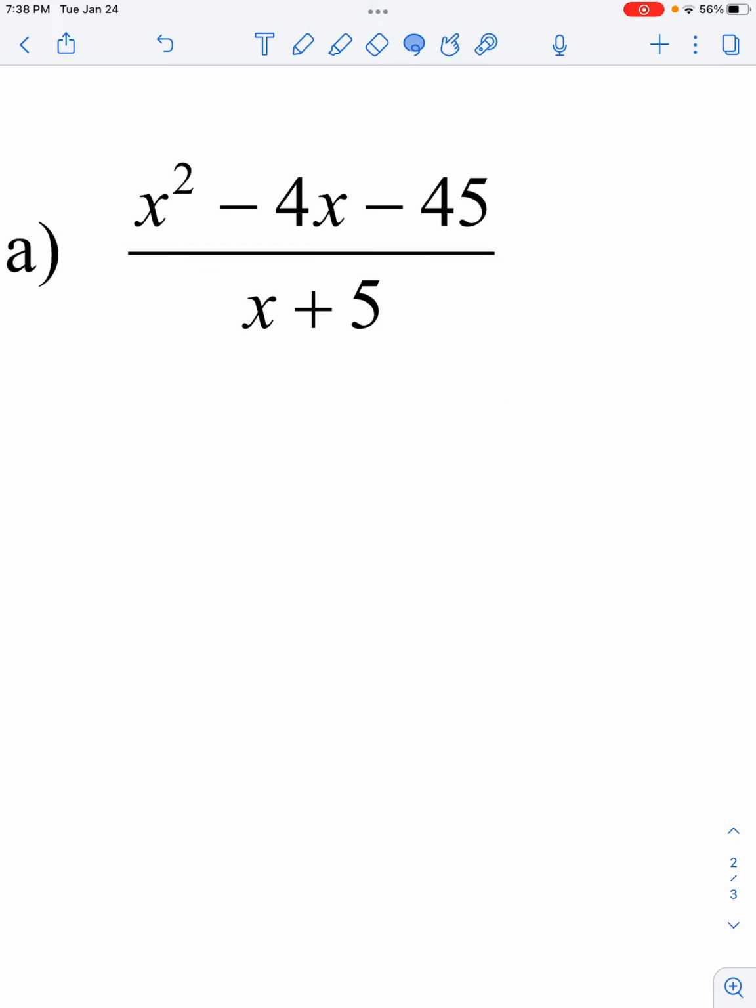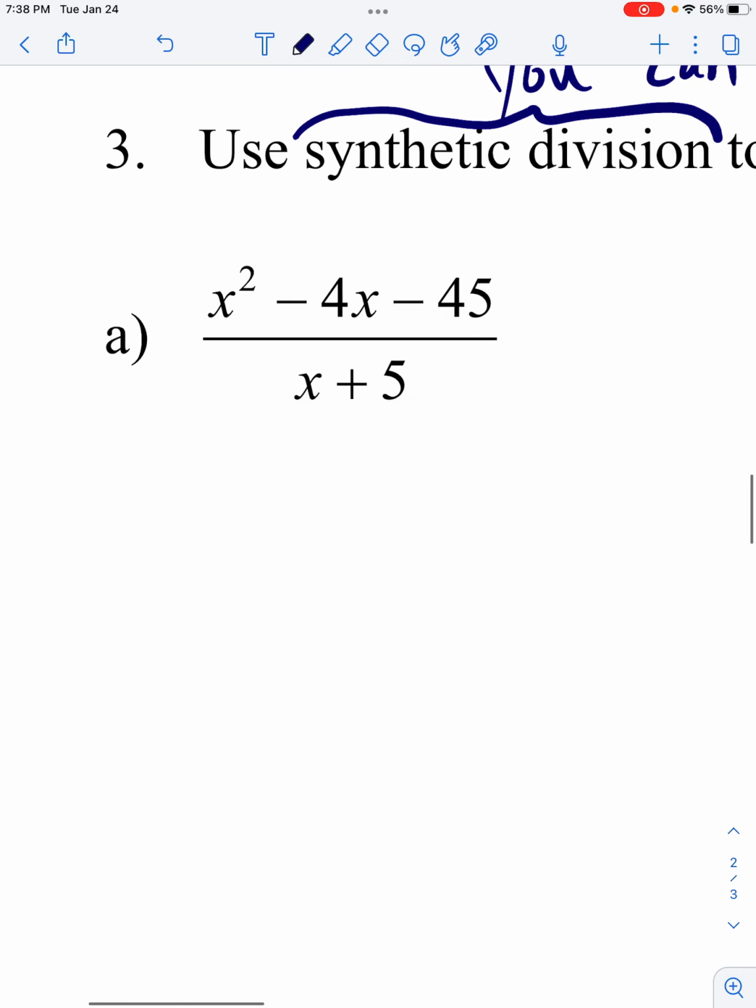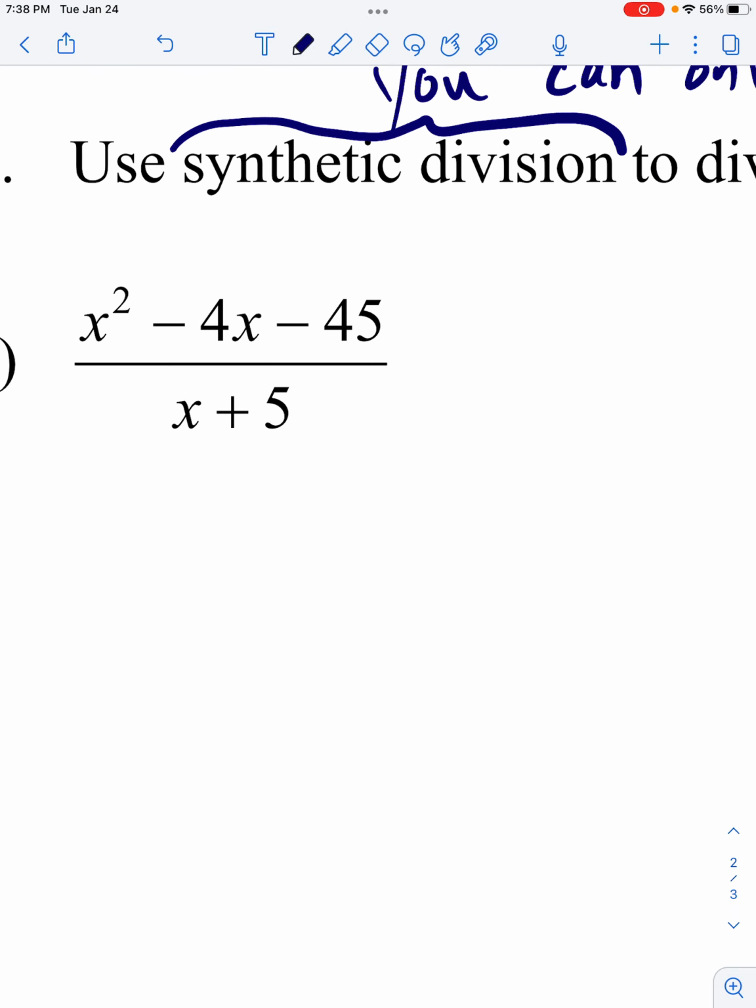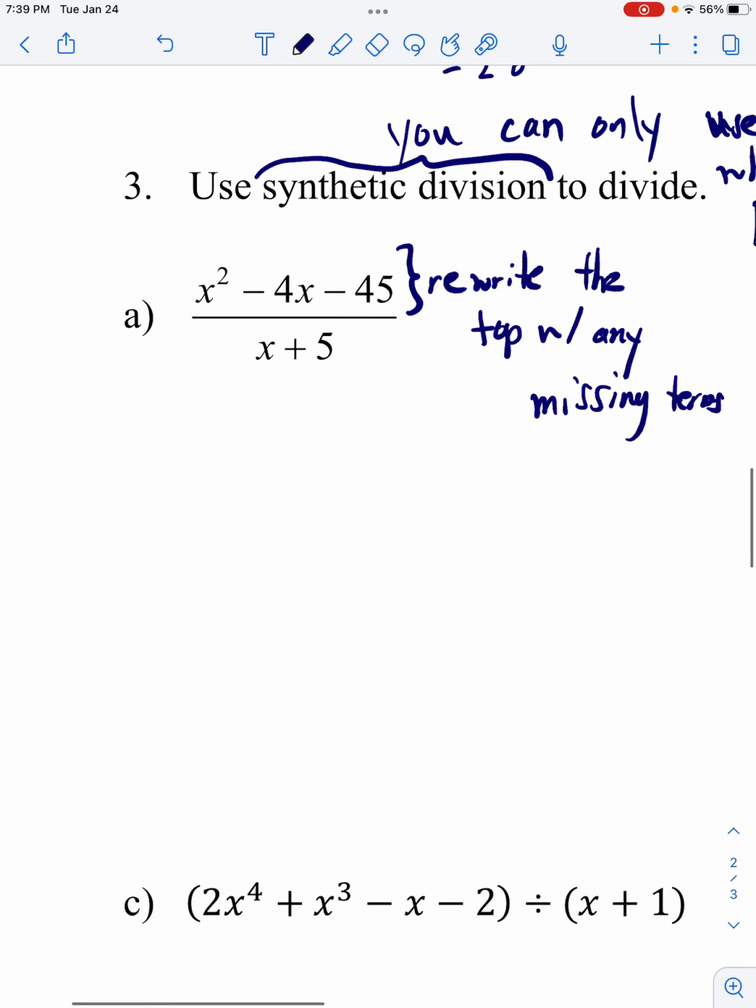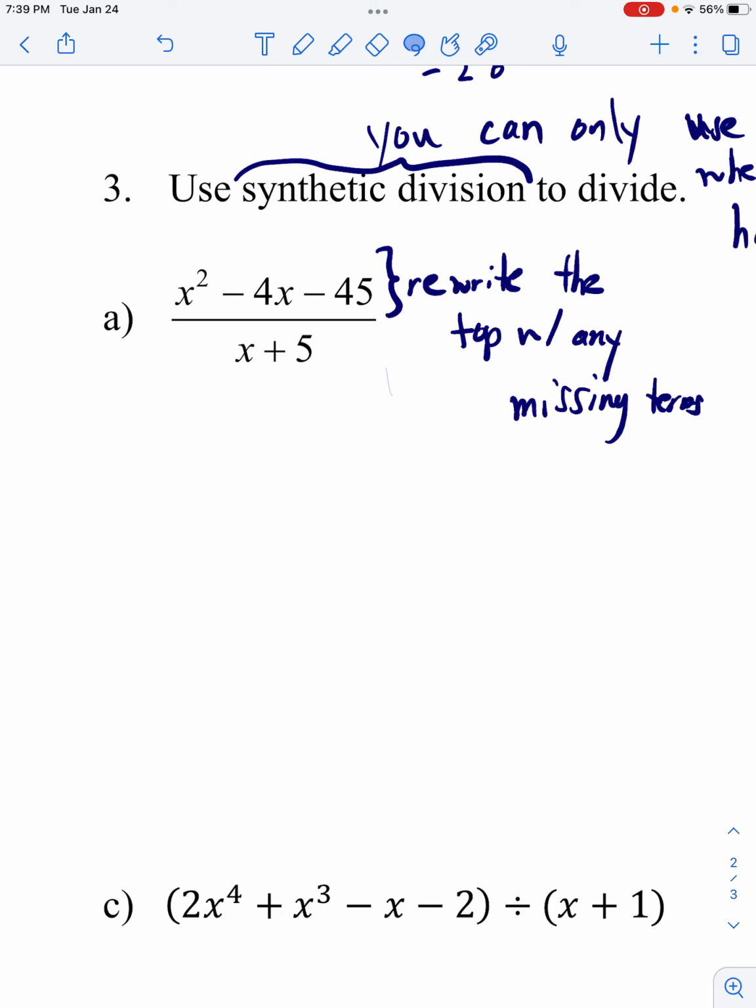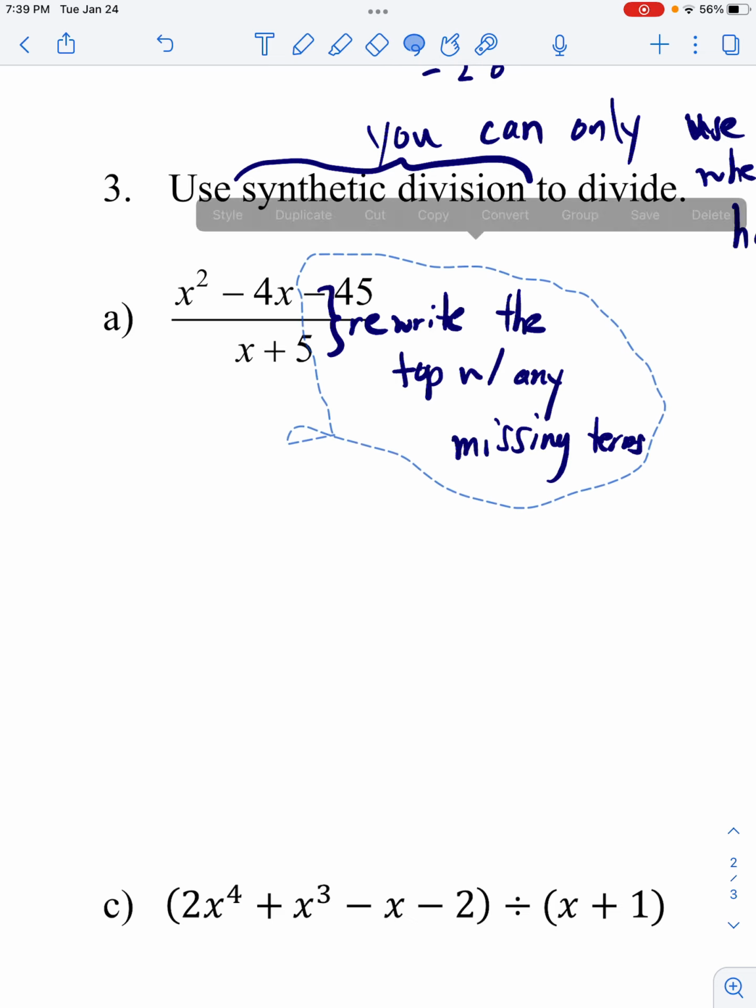All right. Here's how this works. First thing you want to do is rewrite the top with any missing terms. There's not a missing term here, so it doesn't really matter. I'll show you that on another example.